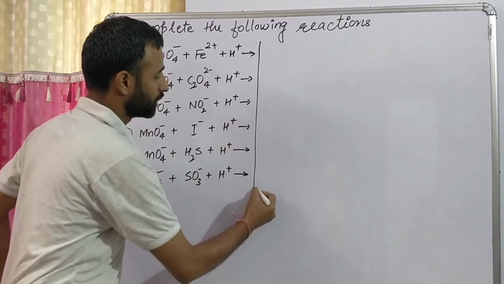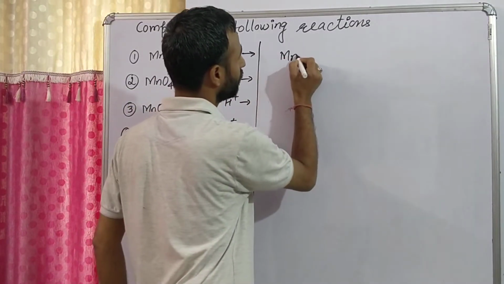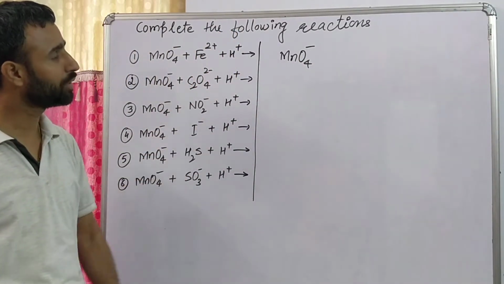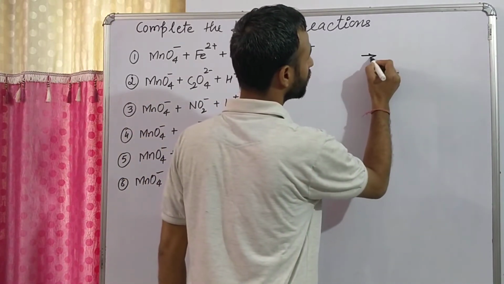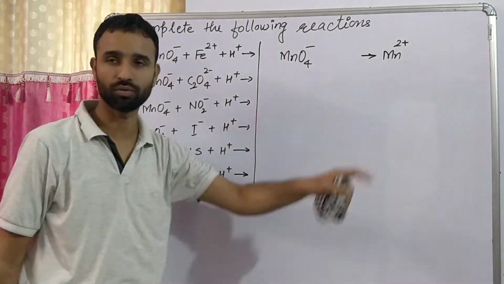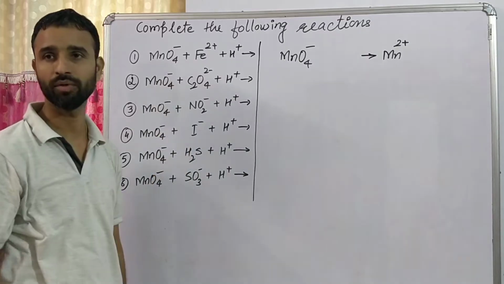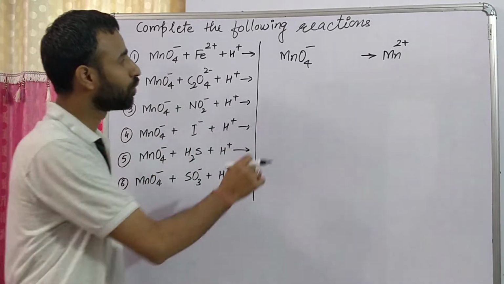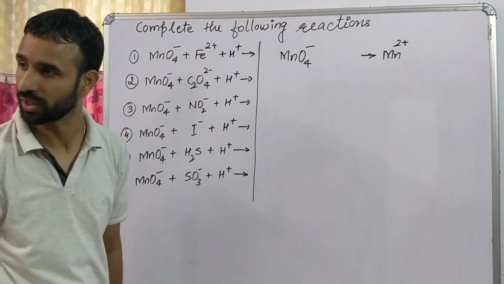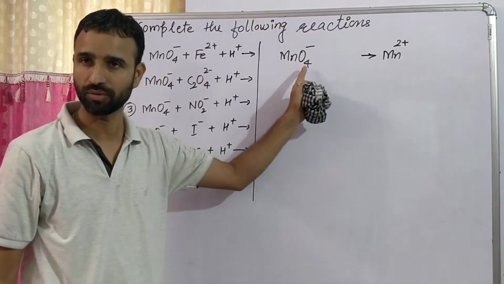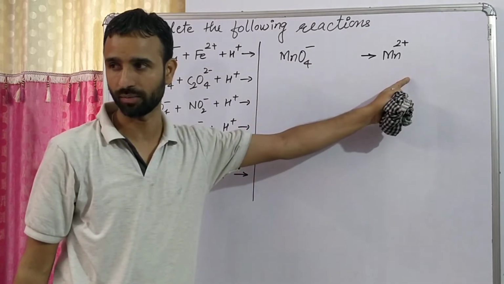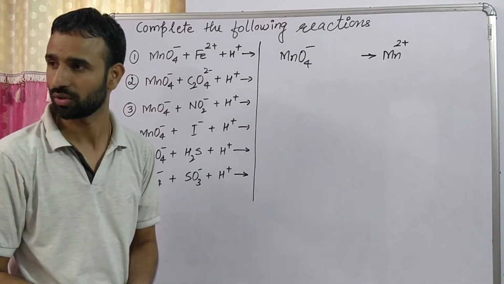To complete this equation, first we have MnO4 negative and the medium is acidic. In acidic medium, MnO4 negative is converted into Mn2 plus. Now we balance this equation in acidic medium, so we add H2O. First we balance the atoms other than hydrogen and oxygen. Other than hydrogen and oxygen there is manganese, so we balance manganese on both sides. There is one manganese on one side and one on the other, so manganese is balanced.